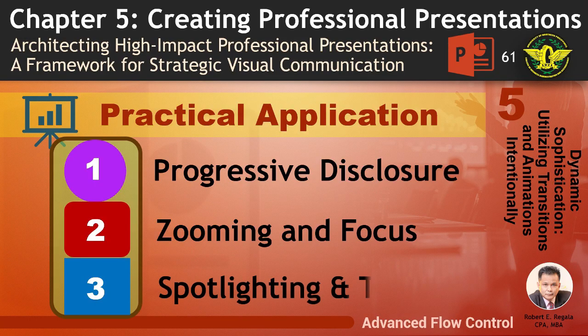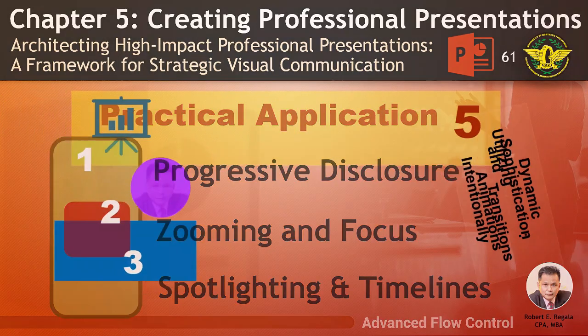3. Spotlighting and timelines. The transition is effective for spotlighting specific elements, such as key individuals in a group photo. Furthermore, morph effortlessly animates complex timelines or smoothly transforms shapes, providing a highly dynamic visual progression for chronological data. This intentional use of dynamics ensures that the visual movement reinforces the communication structure, drawing attention to salient information at the precise moment it is discussed.